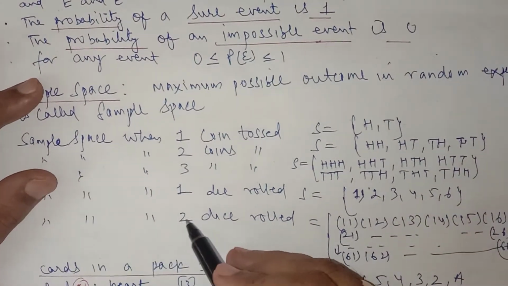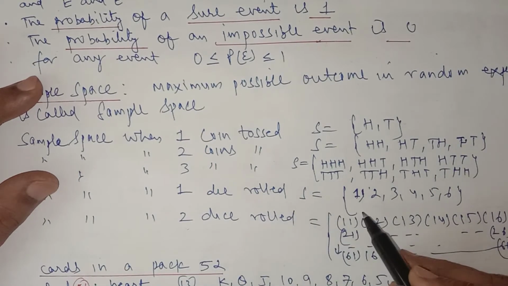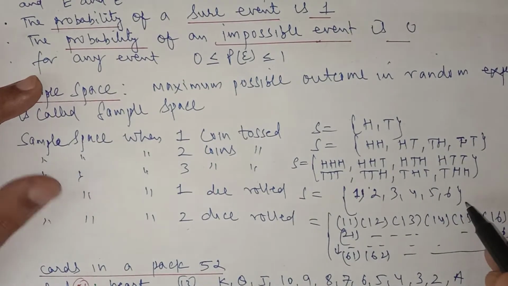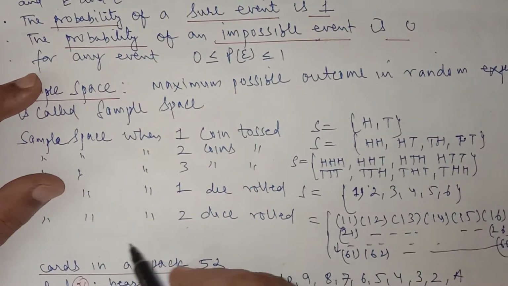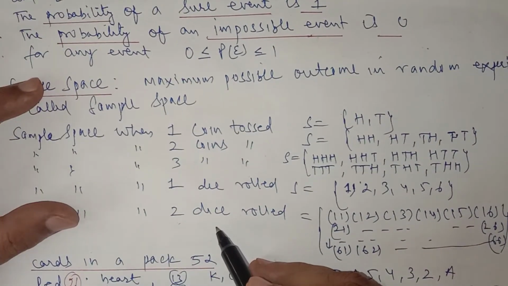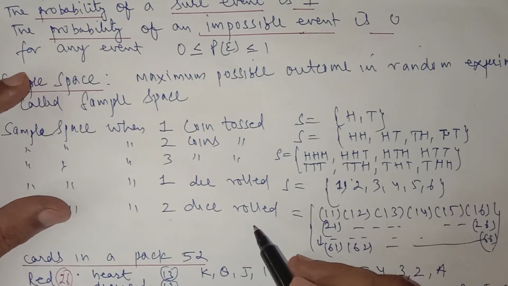Similarly, the sample space when a die is thrown once will be either 1, 2, 3, 4, 5 or 6. And the sample space when a die is thrown twice, or two dice are thrown once, will have 36 possibilities.